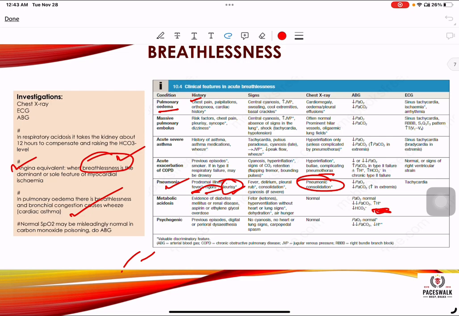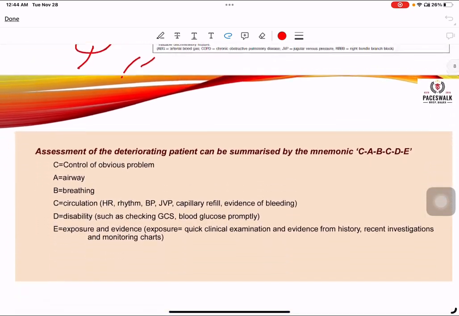Normal partial pressure of oxygen may be misleading in carbon monoxide poisoning. In carbon monoxide poisoning, the pulse oximeter may show normal oxygen saturation, but we need to do ABG to diagnose the acidosis of carbon monoxide poisoning. So in carbon monoxide poisoning, we need to do ABG, arterial blood gas analysis.